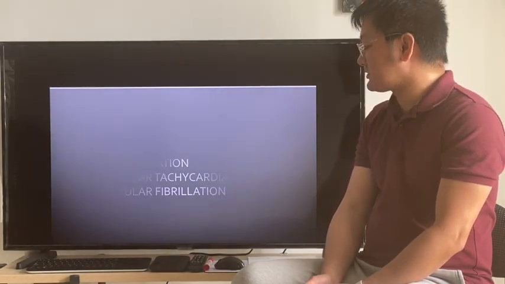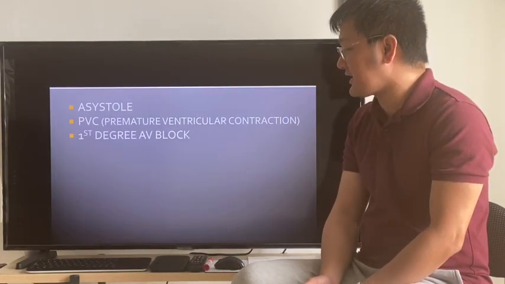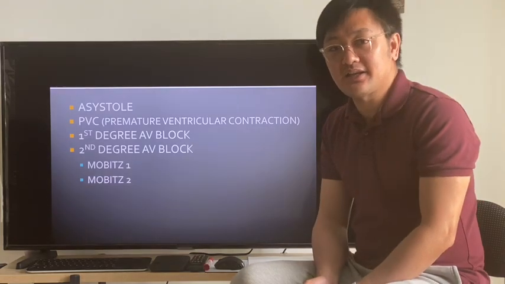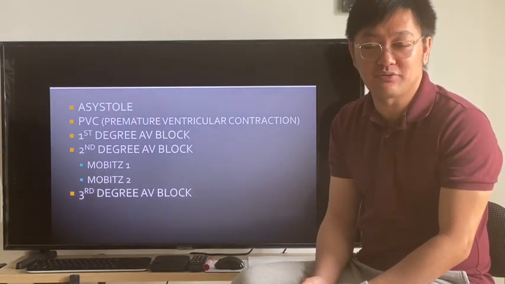Then we will talk about AV blocks, like first degree AV block, second degree AV block Mobitz 1, second degree AV block Mobitz 2. Then we'll also talk about third degree AV block.